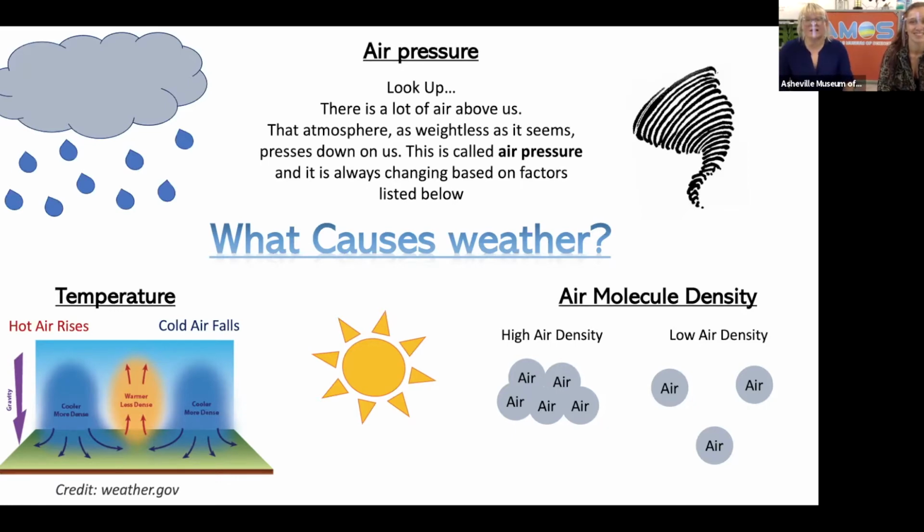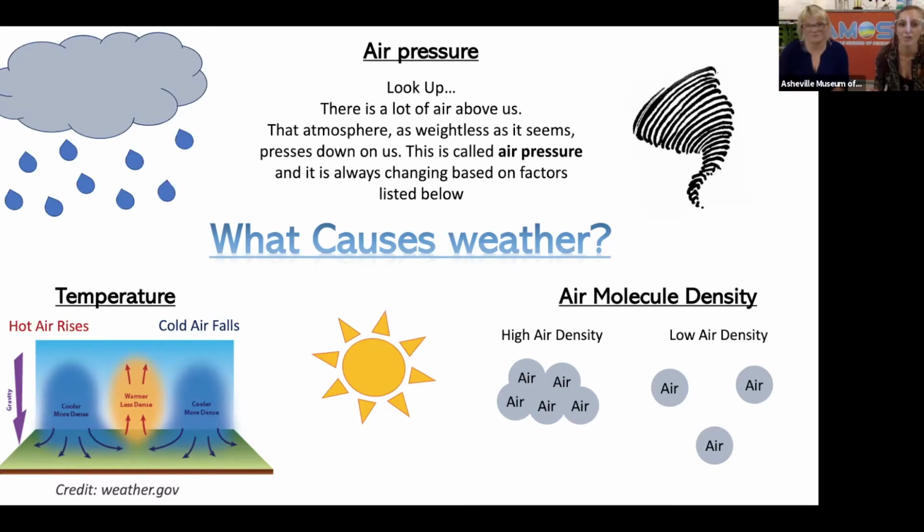The other thing that affects weather is your air molecule density. So that's kind of a difficult term, but it just means how close together the air molecules are. So if they're really, really closely packed together, it's going to be more dense than if they're spread apart any further. Great. So Ms. Meg mentioned 2 of the most important factors, temperature and air molecule density, but we also need to talk about air pressure. So look up.